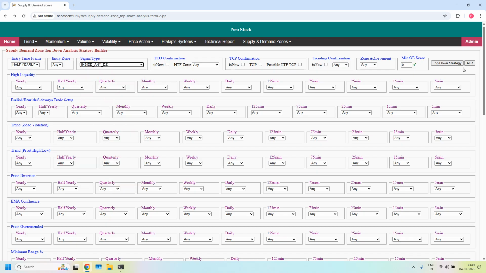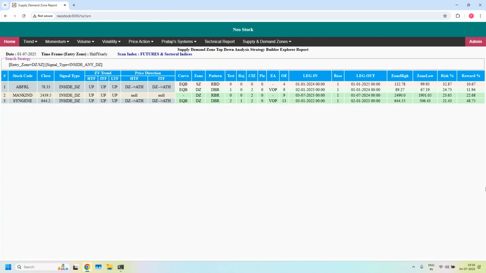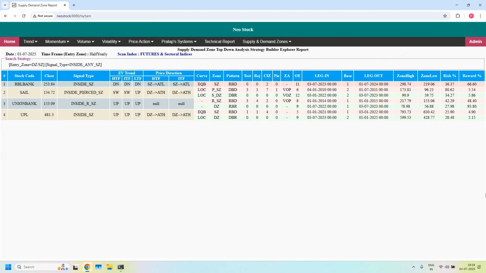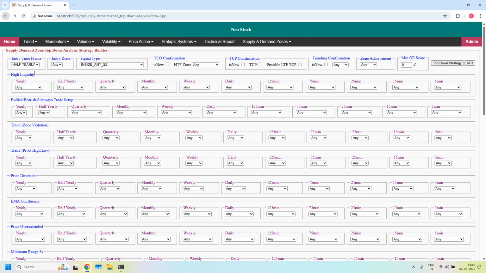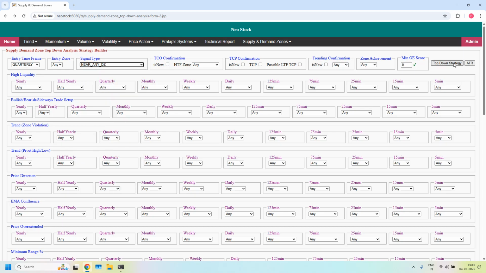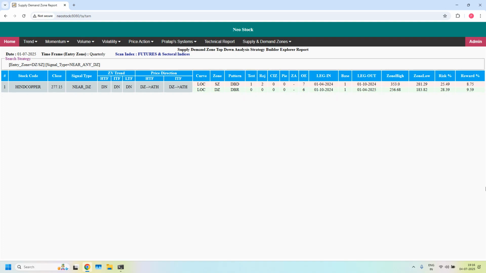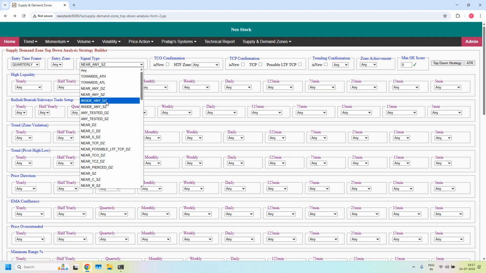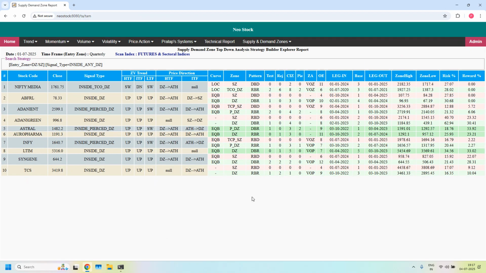Price closed inside the half yearly demand zone, we got 3 stocks. Next, price closed inside the half yearly supply zone, we got 4 stocks. Next time frame is quarterly, stocks near to the quarterly demand zone, we got 1 stock. Next, stocks near to the quarterly supply zone, no stocks. Next, price closed inside the quarterly demand zone, we got 10 stocks.